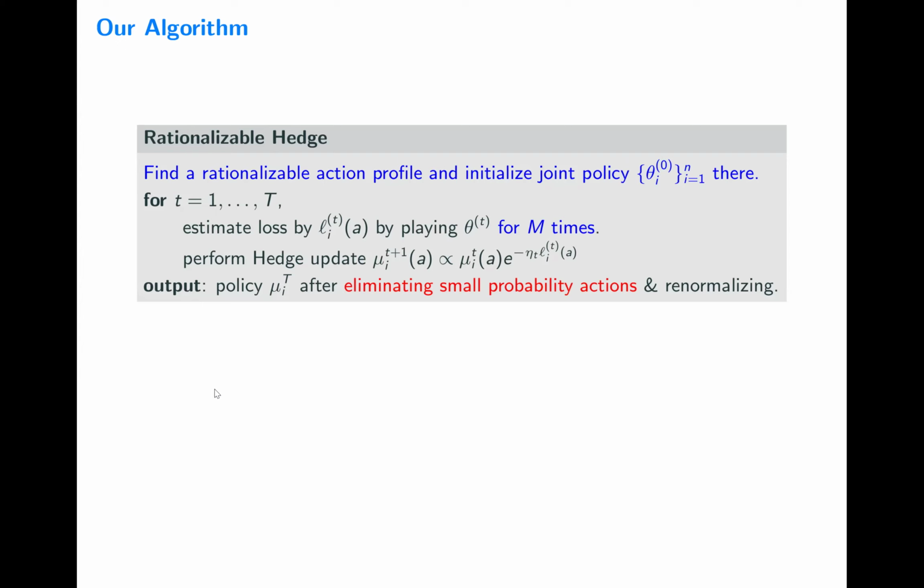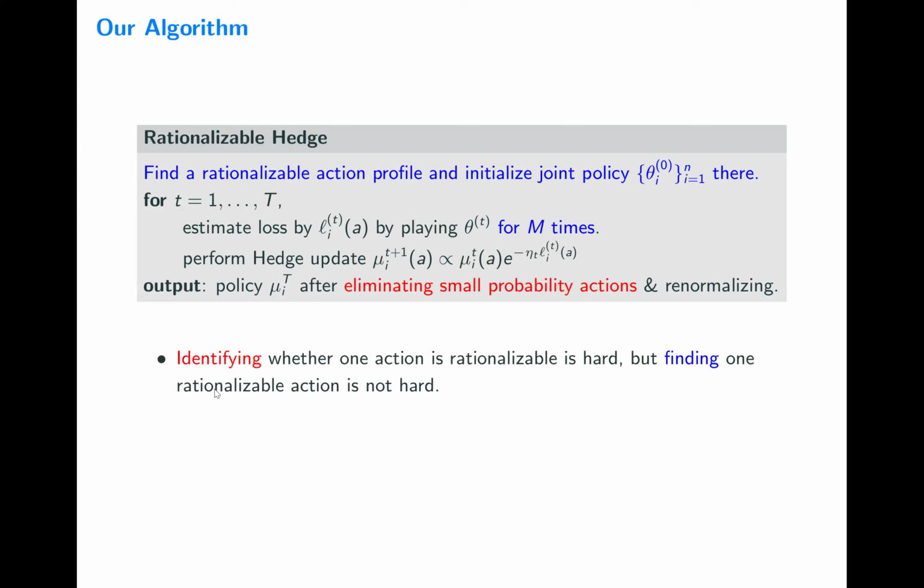The first modification is that we no longer allow arbitrary random initialization. We will first find a rationalizable action profile, that is, a joint action which is guaranteed to be rationalizable, and then we start our policy from there. This is our initialization. We also need to estimate the loss a bit more carefully. We cannot just use a fully stochastic loss. We need to do some mini-batching: we observe the loss m times and average, so that we make sure the loss is under control. And eventually, when we output the policy, we eliminate small-probability actions and renormalize. All those are small changes.